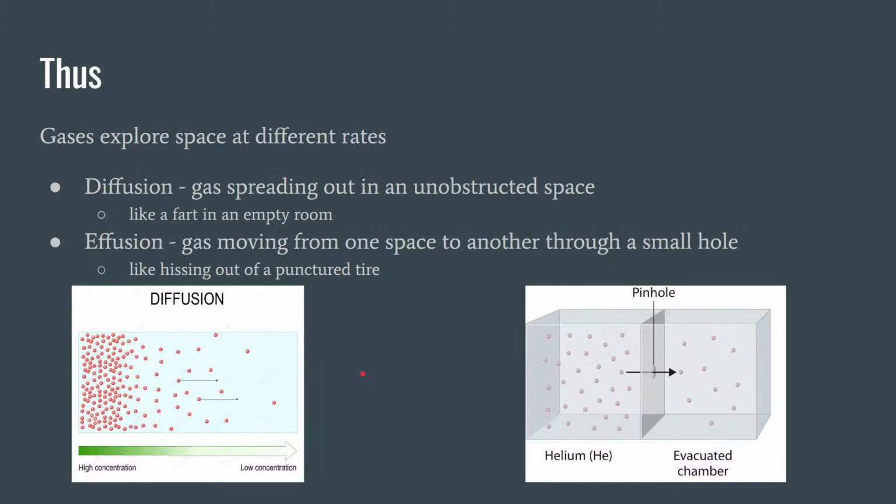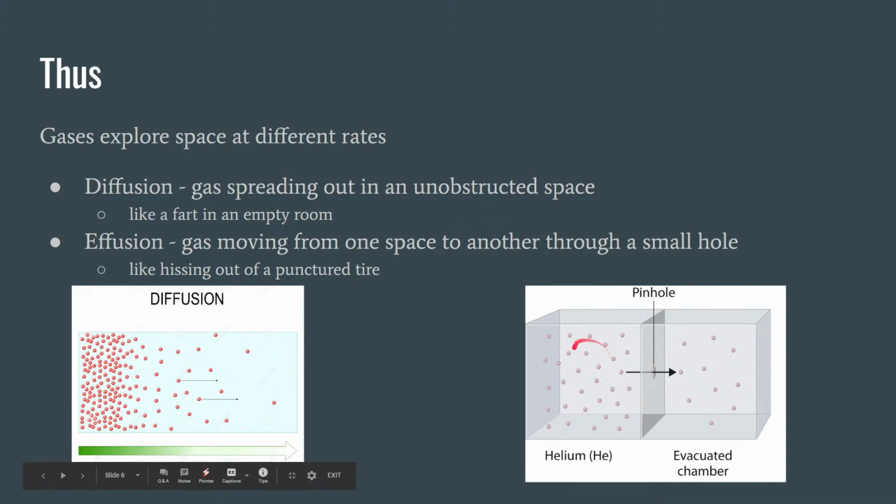So one of the direct consequences, there are several, is that gases explore space at different rates. The two things we look at here are diffusion and effusion. Diffusion is when you have gas just expanding out into a volume. Like if you open up a thing of perfume in one corner of the room, it will diffuse throughout the entire room.